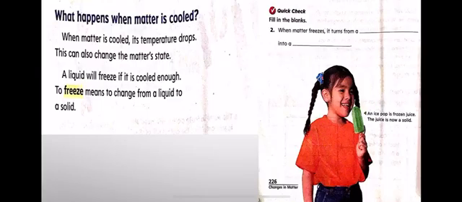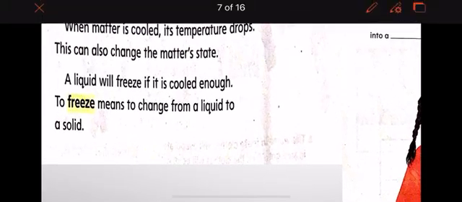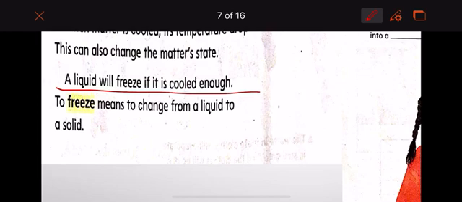Okay, here. What happens when matter is cooled? We saw how matter is heated, and now we're going to learn how matter is cooled. When matter is cooled, its temperature drops. This can also change the matter's state. A liquid will freeze if it is cooled enough. To freeze means to change from a liquid into a solid.